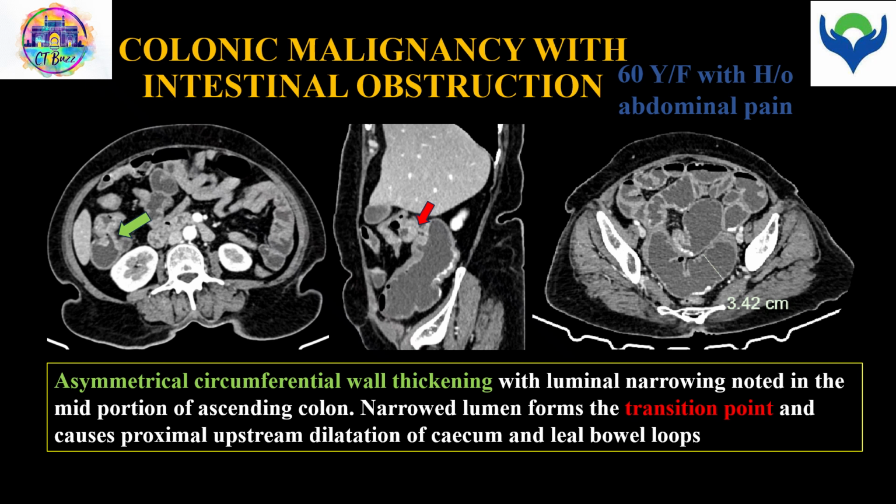This is a case where a 60-year-old female came with complaints of abdominal pain for a period of 2 months, found to have colonic malignancy with intestinal obstruction. Here we can see an asymmetrical circumferential wall thickening with luminal narrowing noted in the mid portion of the ascending colon. This narrowed lumen forms the transition point and causes proximal upstream dilatation of the cecum and ileal bowel loops.